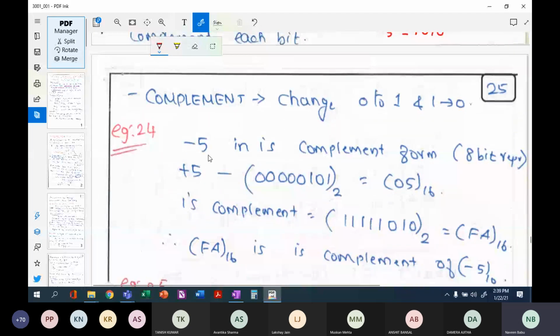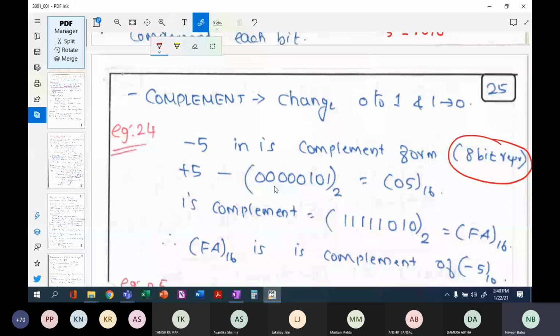So minus 5 in ones complement representation we are going to look at. I just showed you a 4-bit representation. Now let us look at an 8-bit representation. So plus 5 here is 0, 0, 0, 0, 0, 1, 0, 1. So its hexadecimal equivalent is 05 to the base 16.